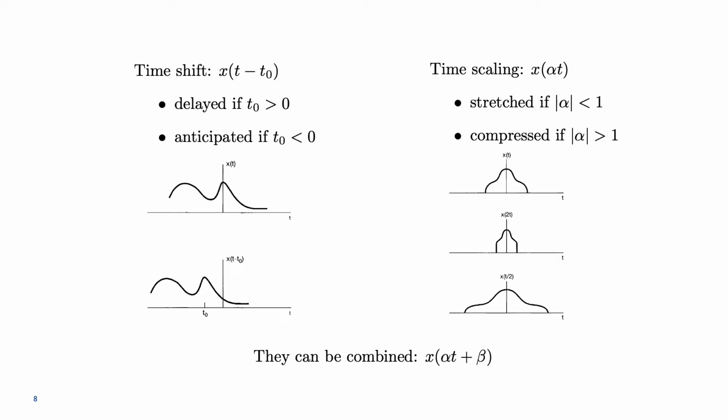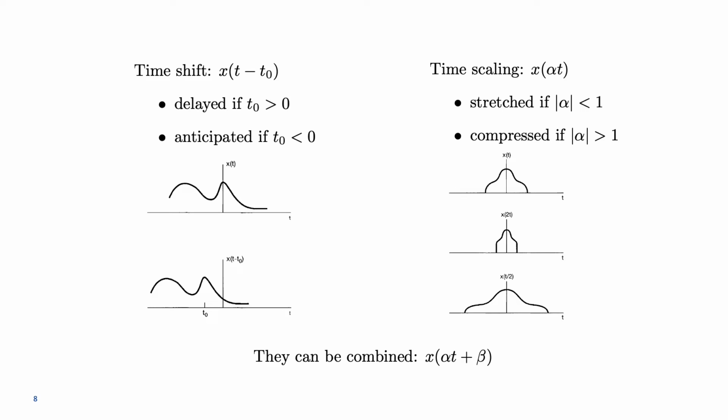From x of t, we obtain x of alpha t. Depending on the value of alpha, smaller than 1 or larger than 1 in magnitude, the result is that the original signal is stretched or compressed. Okay, so you see the original signal x of t in the figure on the right. Below is a compressed version x of 2t, and further below is a stretched and expanded version x of half t.